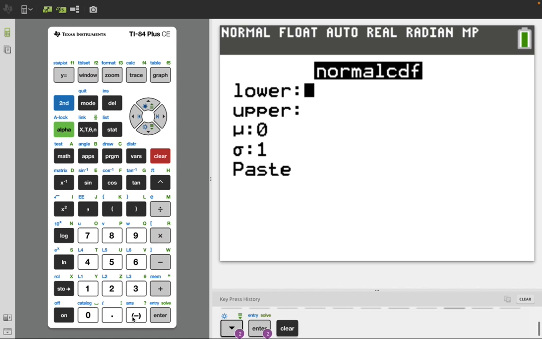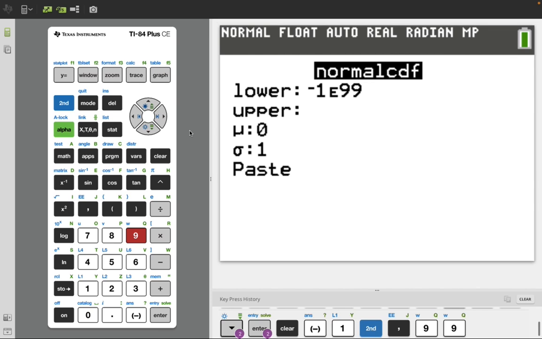Here, I'm going to click on the negative sign. Make sure to click on the negative sign, not the subtraction sign, or else the calculator is going to give you an error. So negative sign 1. To type in E, we're going to click on second, and then click on the comma. Then we're going to enter 99.